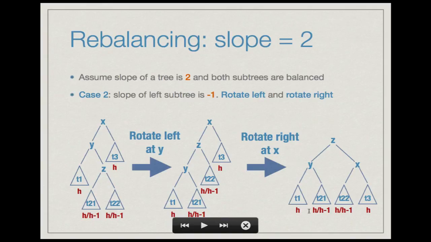Height of T1 hasn't changed yet. Height of T21 is either H or H minus 1. Height of T22 is either H or H minus 1. T3 is of height H. Now, the height of the subtree rooted at Y is H plus 1, and the height of the subtree rooted at X is also H plus 1. So, we have got a tree whose slope is 0 and balance has been restored.